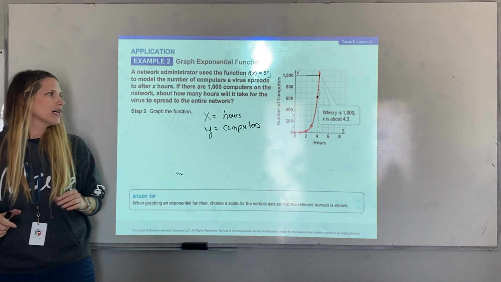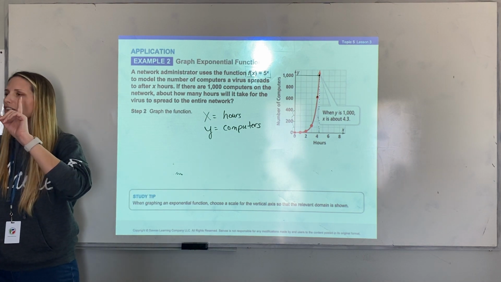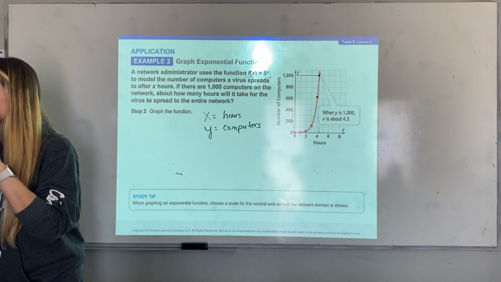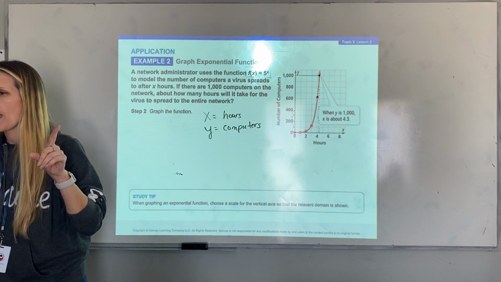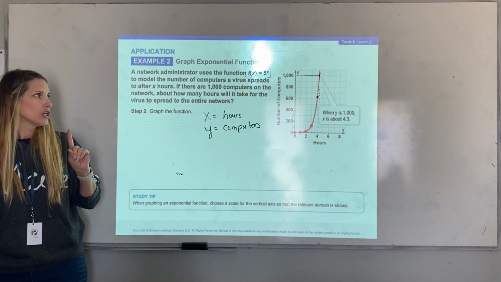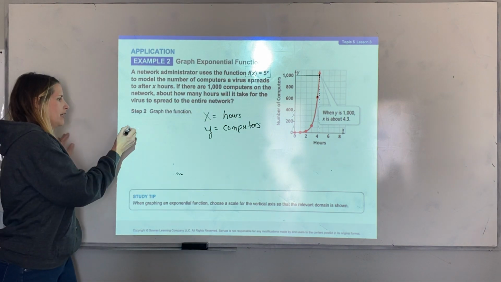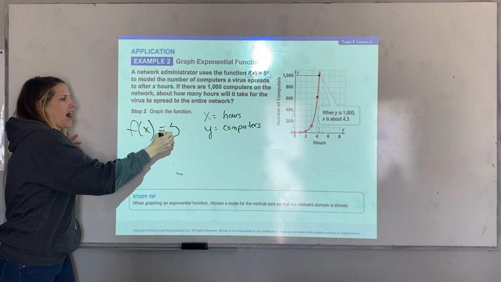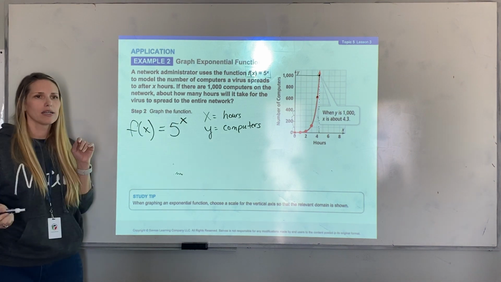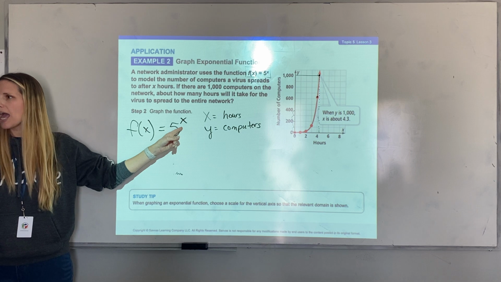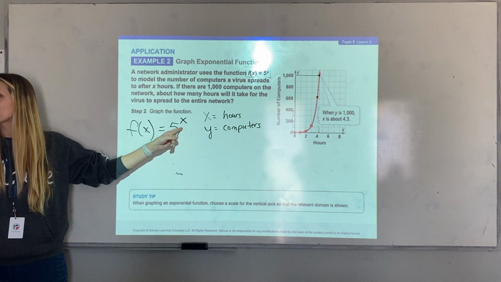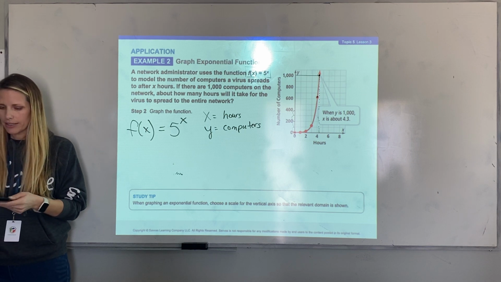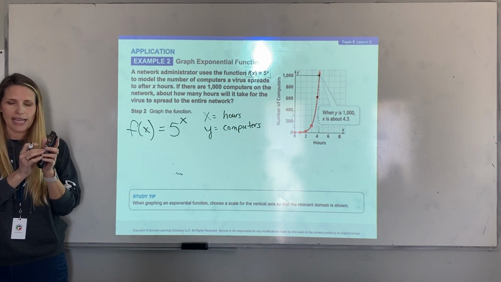So now listen. If we're saying 4.3 hours, what are the hours, our x or our y? Our x. So our function is f of x equals 5 to the x power. What do we plug in for x? 4.3. That's the exponent. So let's get out the calculators. You guys remember how to use your y to the x button?